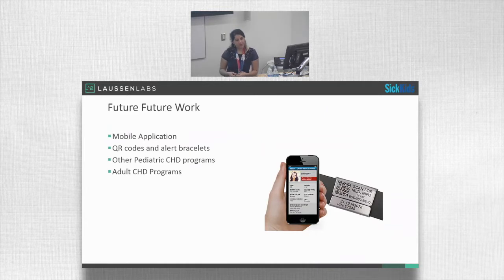When all of that goes through, the idea would be to translate it into a mobile application that patients can carry on their phone, or parents can carry on their phone, and have it as a tool whereby they can present information to various clinicians.